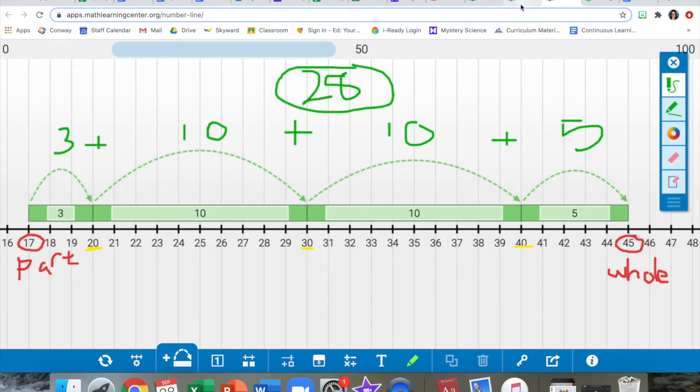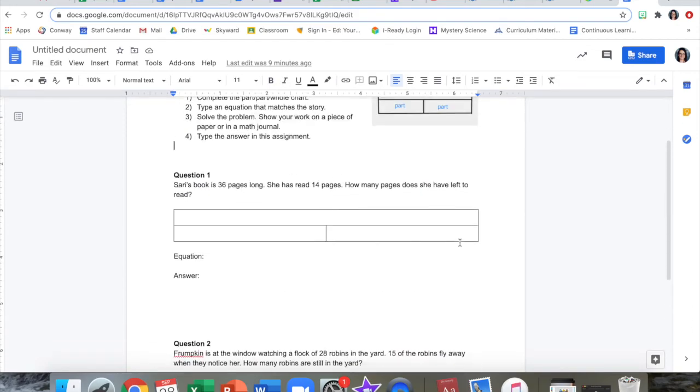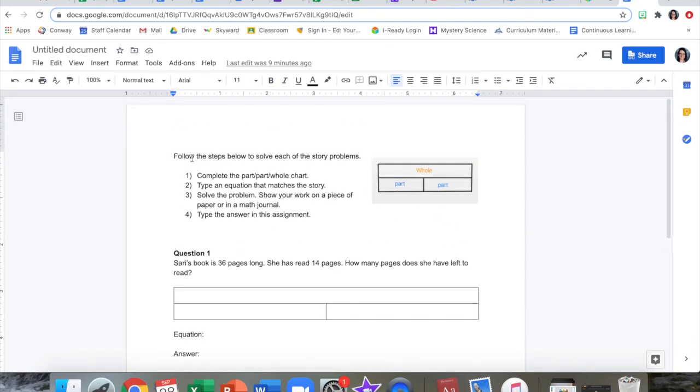When you are doing your work, feel free to try out these tools and see if they help you. Now let's take a look at your assignment for today. You've got a Google Doc with 2 questions in it, 2 story problems. When you solve each story problem, here are the steps you're going to take. I put the little part, whole picture to remind you. After you read the story, you're going to complete the part, whole chart. Here they are right here. There's the whole, here's one part, here's the other part.